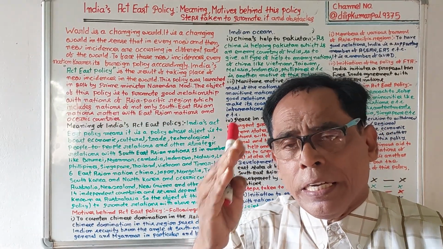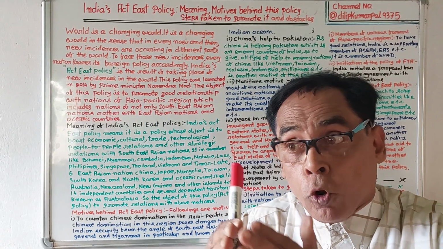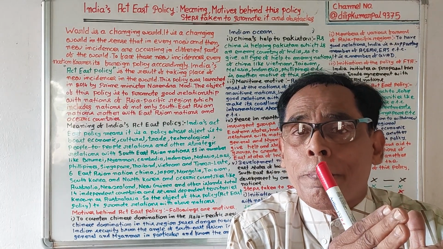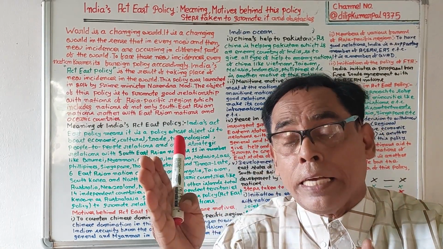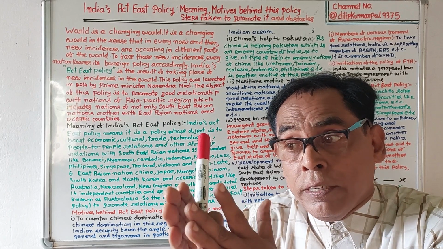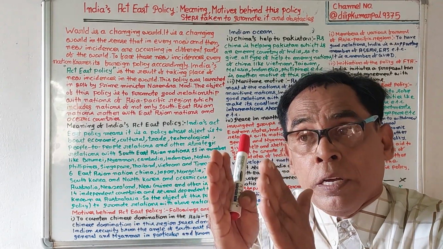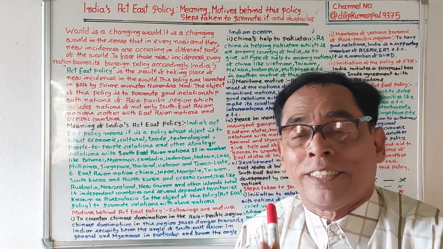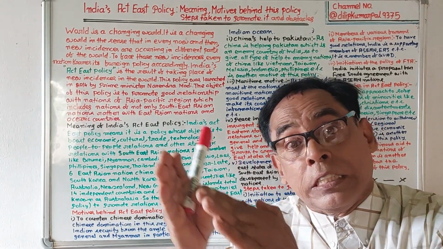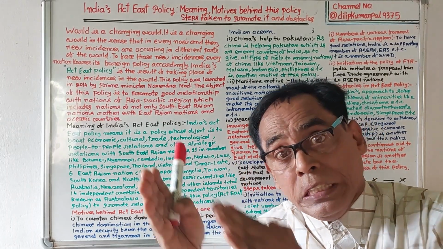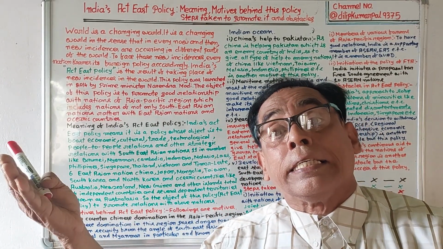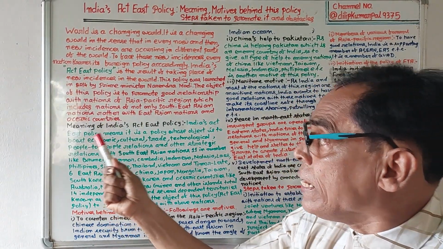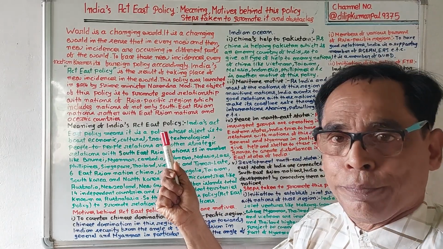So the object of India's Act East policy is to promote India's relationship not only with the nations of Southeast Asia, but also with nations of the Asia Pacific region. The Asia Pacific region includes nations of Southeast Asia, nations of East Asia and Oceanic countries, where there are 14 countries. So now let us discuss the meaning of India's Act East policy.